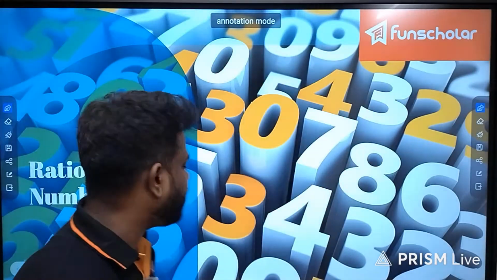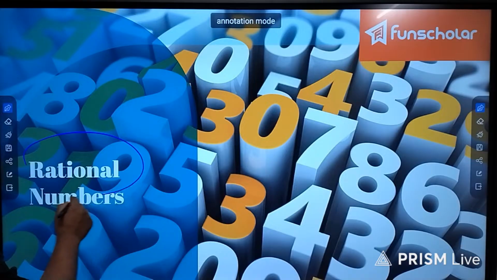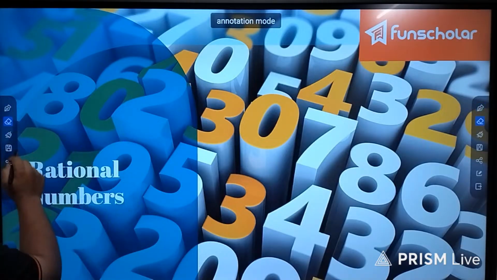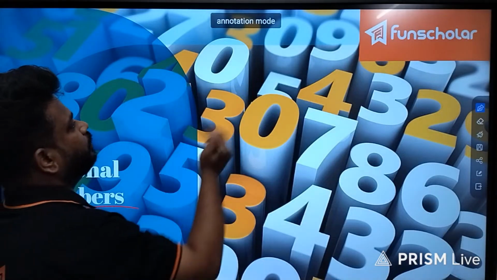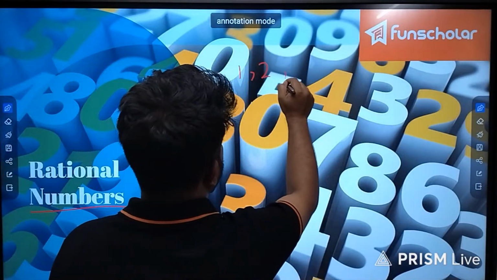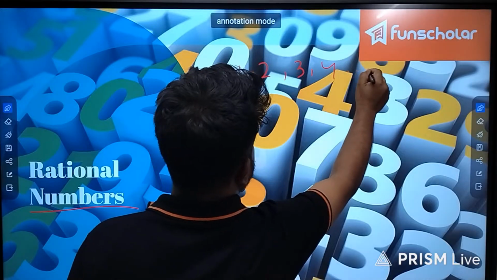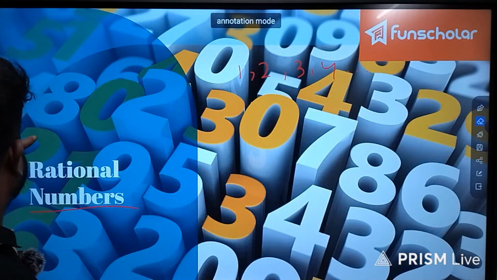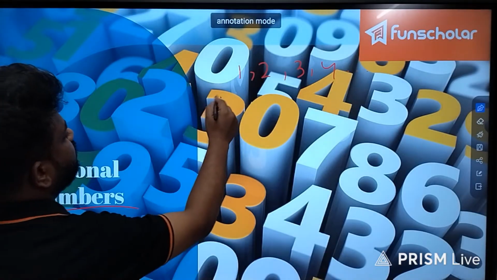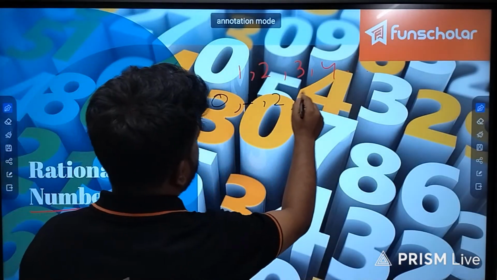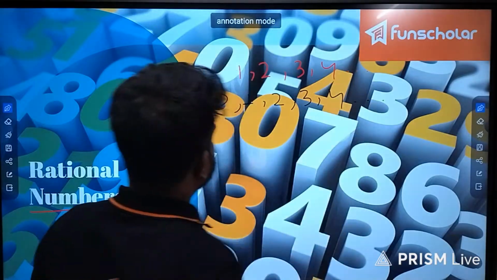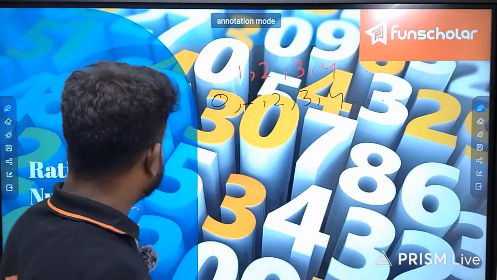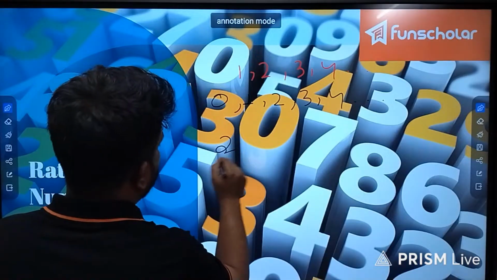First, before starting the chapter on rational numbers, we will discuss a little about what numbers actually are. So first of all, 1, 2, 3, 4, these are all numbers. 0, 1, 2, 3, 4, these are also examples of numbers.